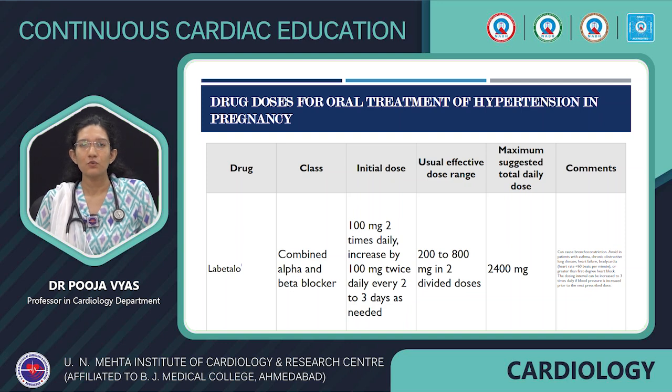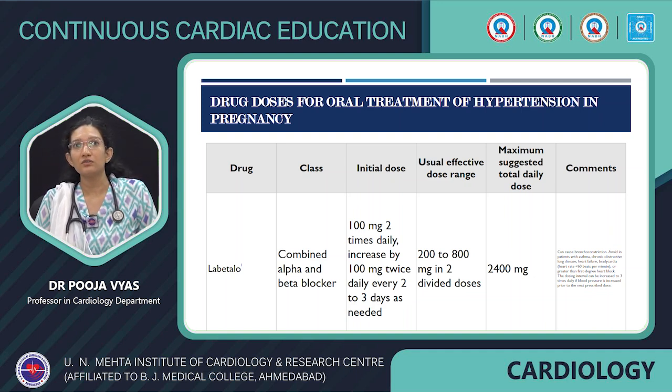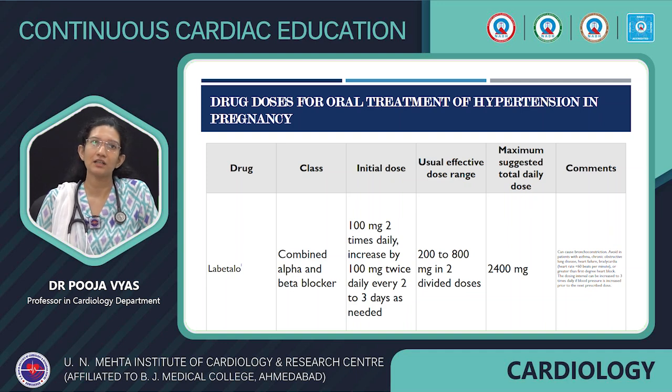The usual effective dose range is 200 to 800 milligram in divided dosing, and the maximum suggested total daily dose is 2,400 milligram. We should not give this drug when the patient has bradycardia or heart block, or a history of acute asthmatic attacks. So in cases of chronic obstructive lung disease or acute bronchial asthma, and in patients with bradycardia or heart block of more than first degree, we should not give labetalol.